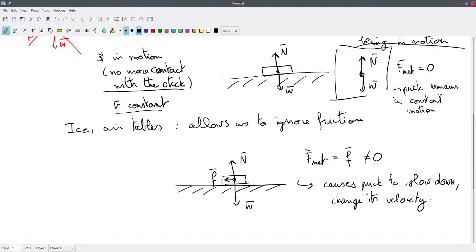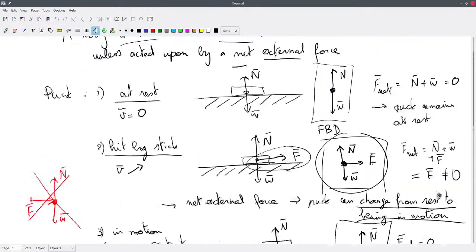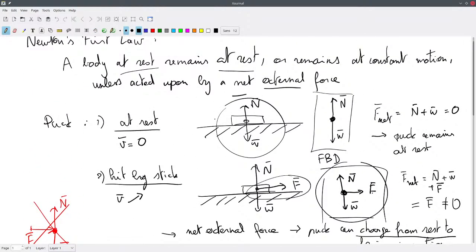And what happens when it's at rest? Well, when it's at rest, there's no force of friction, and so we're back at this situation. And so when it's at rest, it can remain at rest without violating Newton's first law.